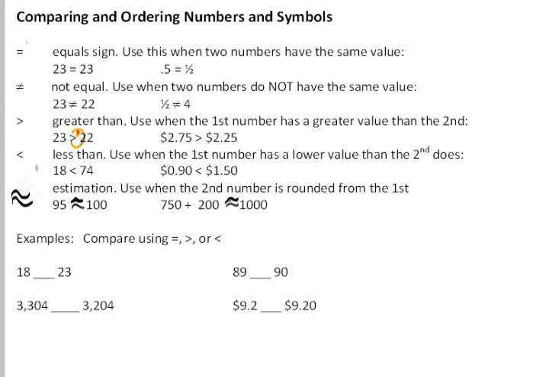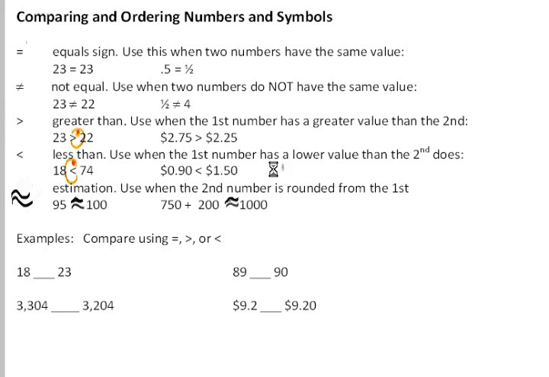The opposite is the less than symbol, so we use it when the first number has a lower value than the second. 18 is less than 74, 90 cents is less than $1.50. So again, the open side faces the larger number, and we can also make the less than symbol into a Pac-Man. Pac-Man goes in any direction to find and eat the larger number.